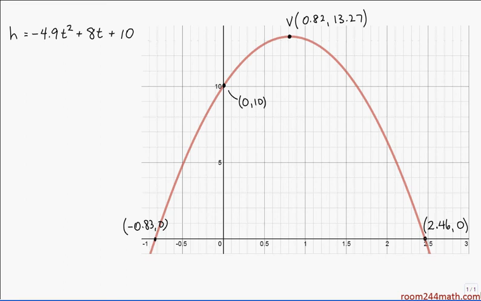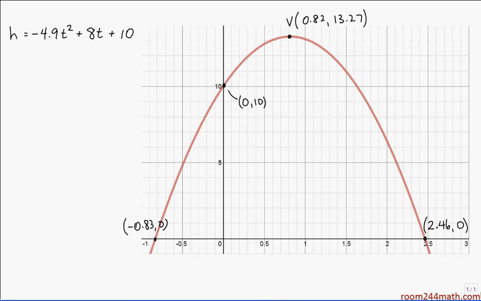Similarly, the range. The range here would be all y values, or all h values if you like, less than the h coordinate of the vertex, which is 13.27. But really, we don't want any negative h values in the context of our problem. So I'm going to leave out domain and range just because they're a little bit finicky for this type of problem. How do we do this on the calculator?